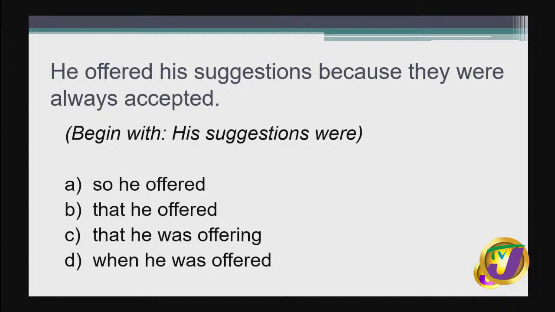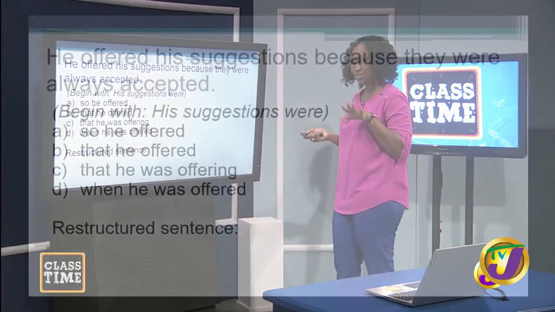How now are you going to include the part where it says he offers them on that condition? Are you going to use so he offered? Are you going to use that he offered? Are you going to use that he was offering? Or are you going to use when he was offered? One of those definitely cannot work. I hope you can see which one definitely cannot work. So again, he offered his suggestions because they were always accepted. We're going to start with his suggestions were, and we concluded already, his suggestions were always accepted. So what are you going to use to follow that up now, to lead into the new sentence? Let's look. Ready to clap? Crying done now, no, clapping time.